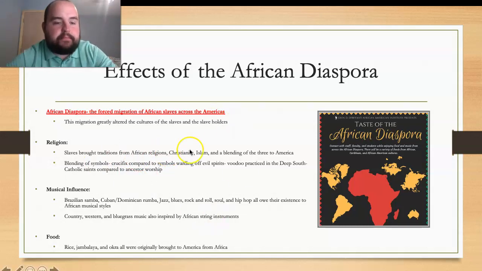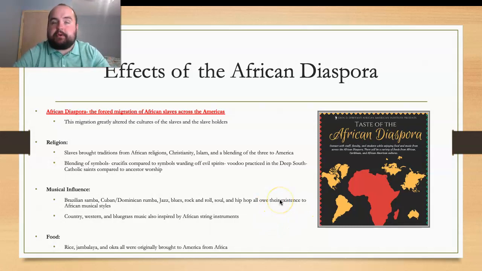Musical influence is also very prevalent across the world. For example, Brazilian samba, Cuban and Dominican rumba, jazz, for those of you who are familiar with jazz, blues, rock and roll, soul, and hip-hop all owe their existence to African musical styles. Some of those you're probably all familiar with because of the Harlem Renaissance that we'll get to eventually, which shows the influence of African musical styles.